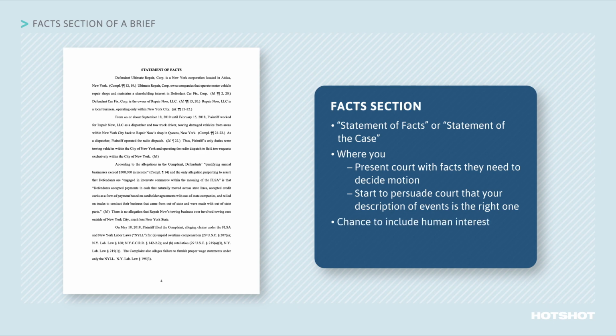The facts section can't take up too much of the brief because you'll usually need most of your pages for the argument. For a 25-page brief, the facts typically should be no more than 6 or 8 pages.